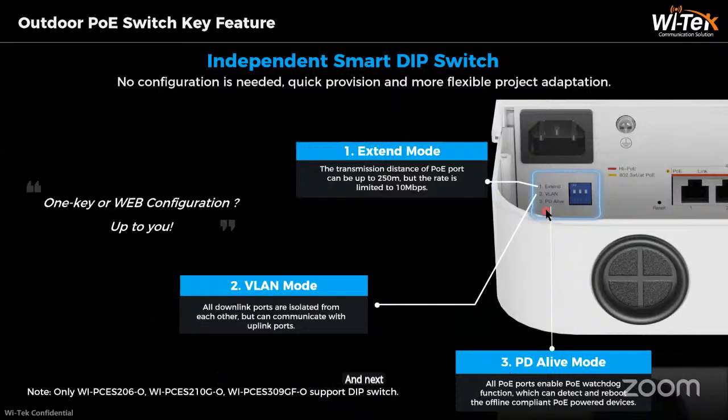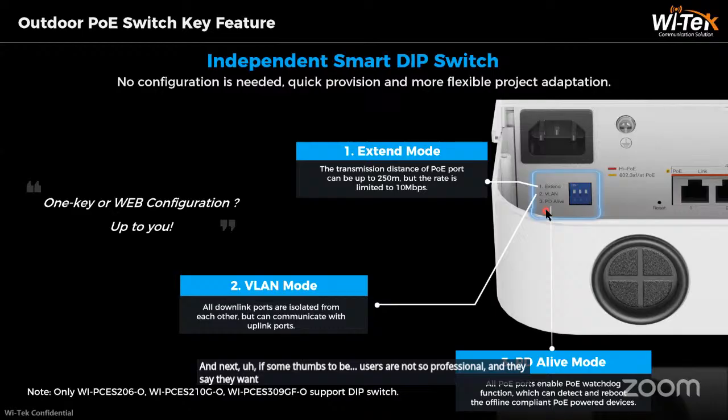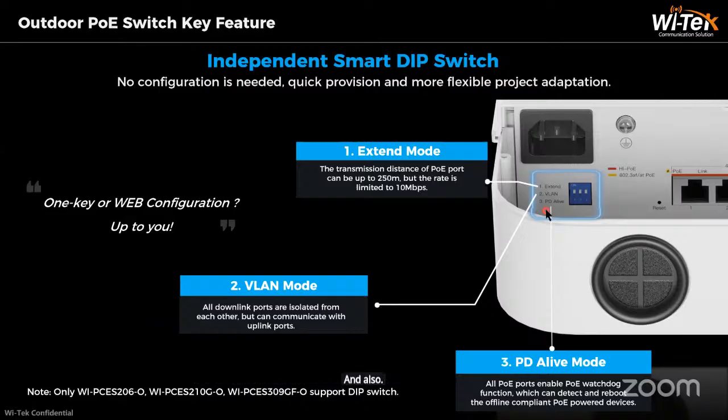And next, if some CCTV users are not so professional and they want easy configuration for the device, our Wi-Tek Cloud Outdoor PoE Switch also offers you extend mode, VLAN mode, and also PD Alive mode for easy configuration. With just one simple smart DIP switch, you can turn on or turn off these three functions by yourself.